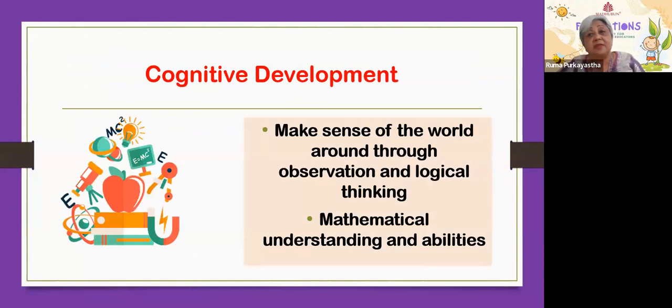Cognitive development, everybody is aware of. The entire focus of our education system has been on cognitive development. The last line here, mathematical understanding and abilities. Fundamental literacy and numeracy, basic conversation, interaction with people, basic mathematical knowledge. I cannot go through life if I don't know the basic mathematical operations. So basic mathematical understanding is very, very important.